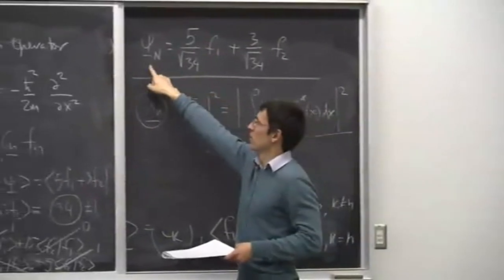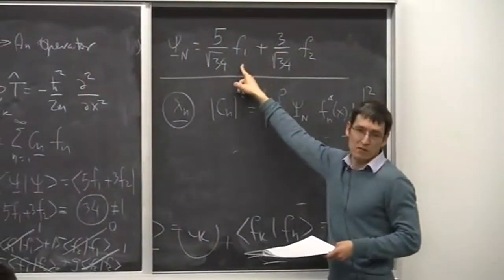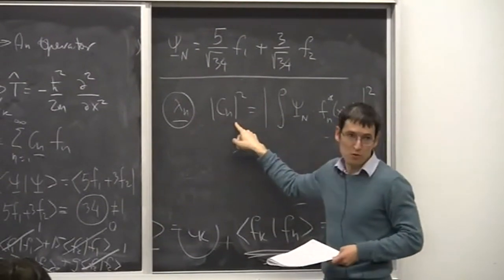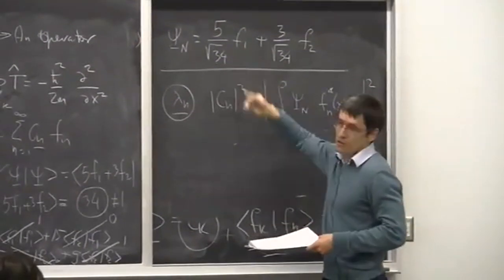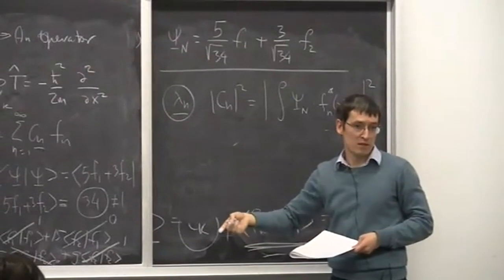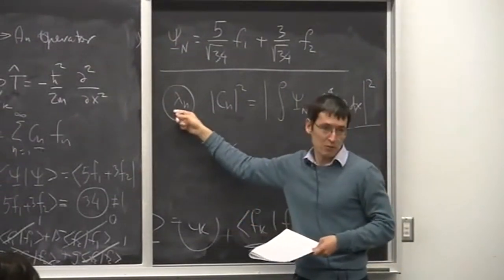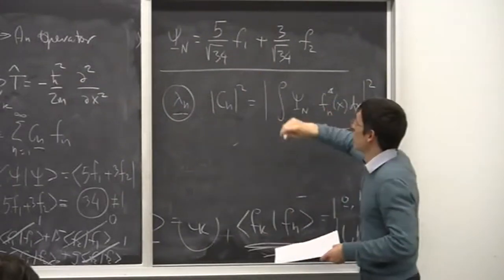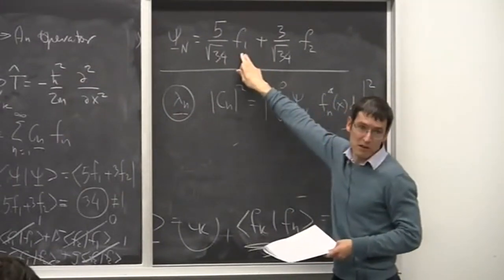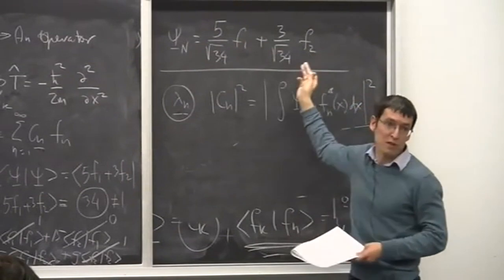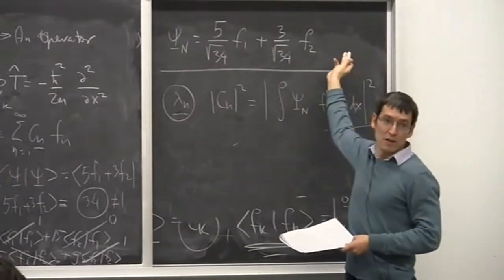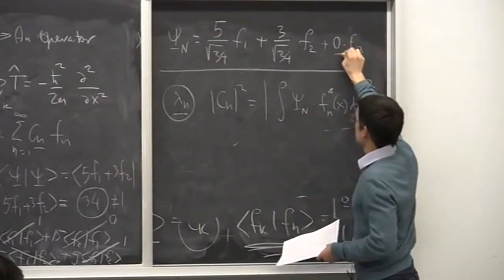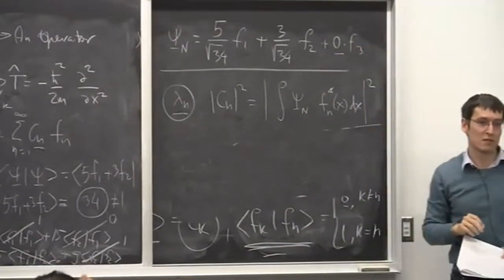So this function is an expansion over eigenfunctions, and the coefficients of those eigenfunctions determine the probability of getting the eigenvalues corresponding to these eigenfunctions. Now, as you can see, only eigenfunctions f1 and f2 are present. For the others, you can always write that, for example, f3 is present, multiplied by a 0 coefficient.